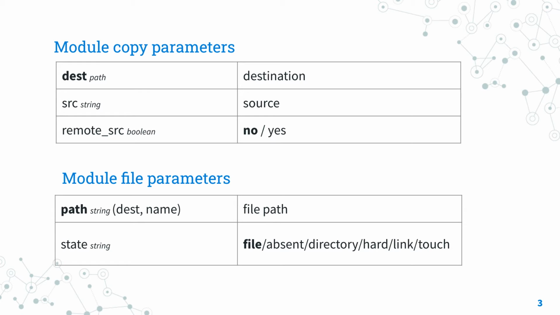For the file module, the only required parameter is path, where you specify the file system path of the file you are going to edit. The state defines the type of object we are moving. Default is file, but we could also handle directory, hard link, symlink, and whatever.